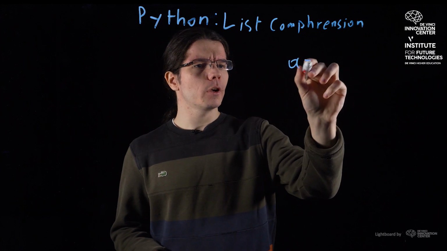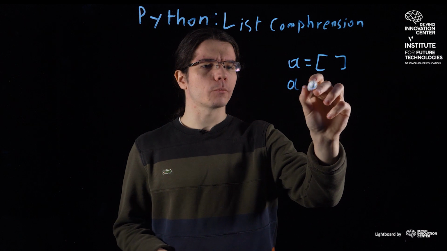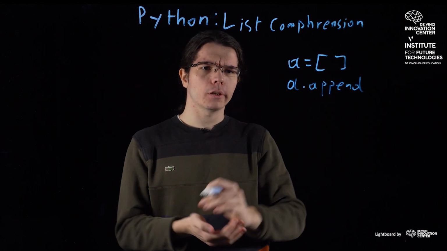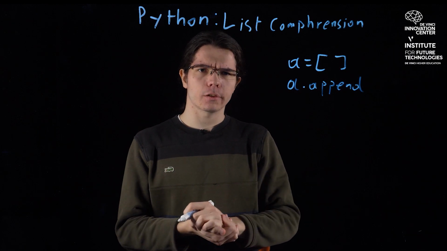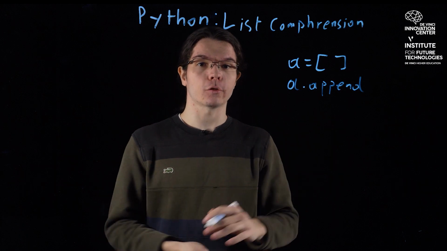So we have seen the list in Python. If you remember, the way we do a list is just create a list with the brackets, and then we can add something using append. Now the interesting thing is, with this syntax, it's pretty slow compared to the other syntax we're going to see today, which is the list comprehension.